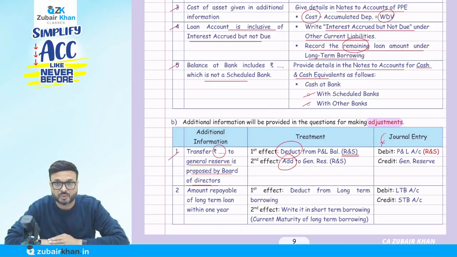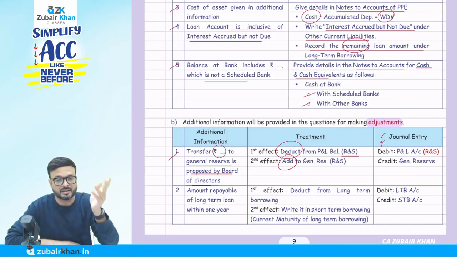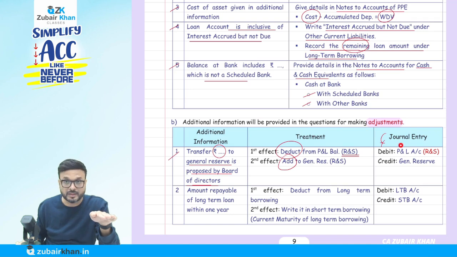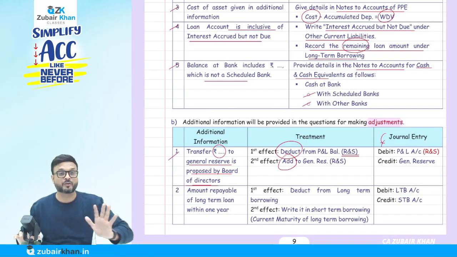Okay, so when we're transferring to increase in capital, a reserve is a part of shareholders' funds. Increase in that is a credit, decrease in that is a debit. So profit goes down, so we debit the P&L account balance, and general reserve increases, so we credit it. This is just for reference purposes. These are the two effects here.